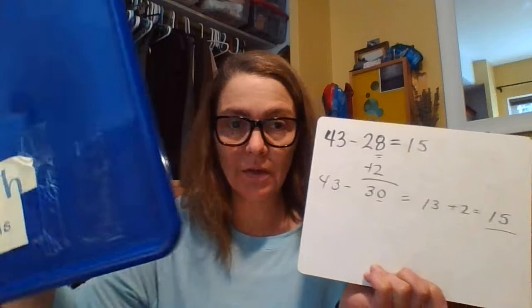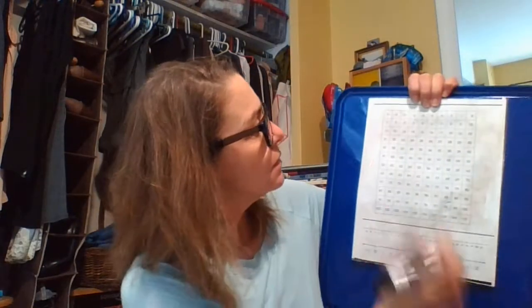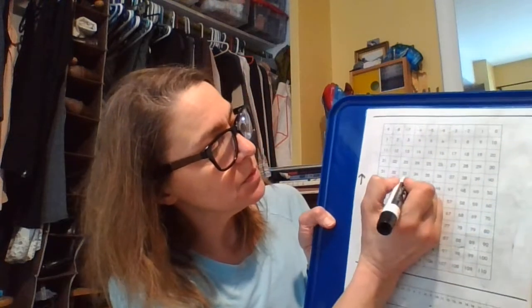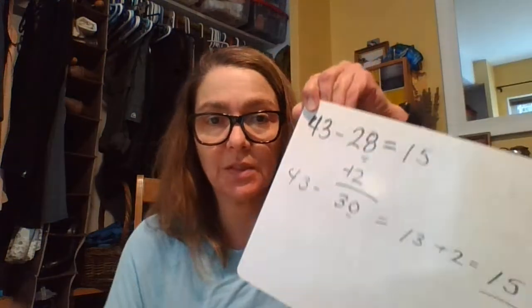Okay, so I'm going to go to my number grid, and I'm going to find 43, and I'm going to minus 28. 43. Now remember, when you're minusing, you go back 2 tenths, 1, 2, and then to the left 8, because we're minusing 8, 28. Okay, so we're on 23 now, and then we're going to count back 8 more ones. 1, 2, 3, 4, 5, 6, 7, 8. And we landed on 15, which is what we got when we did our compensation.